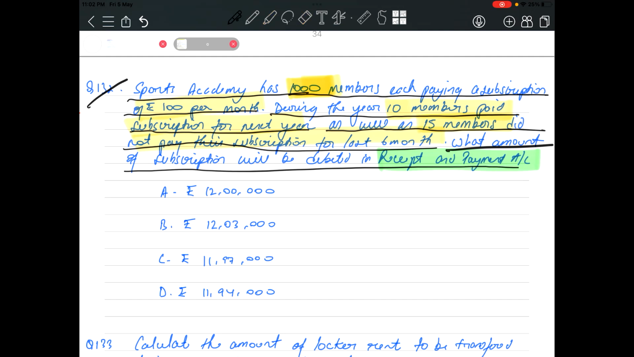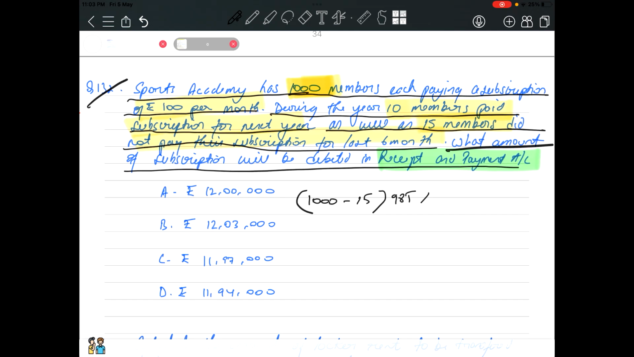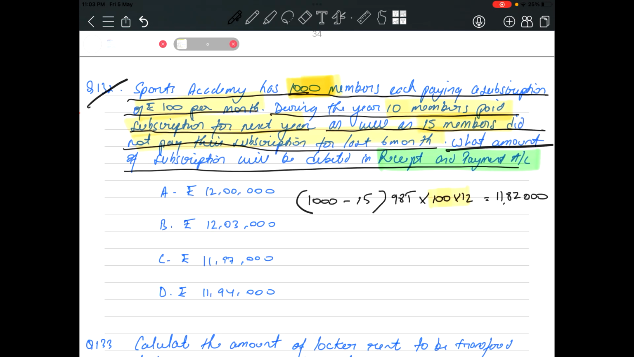Now what is the amount received from 1000 members? See, out of 1000 members, 15 members failed to pay money for 6 months. So out of 1000 members, if 15 members fail to pay, 985 members paid their money for the whole year, which is 100 rupees per month, so it will be into 12. So how much amount have they paid? 985 into 100 into 12, which is 11,82,000.